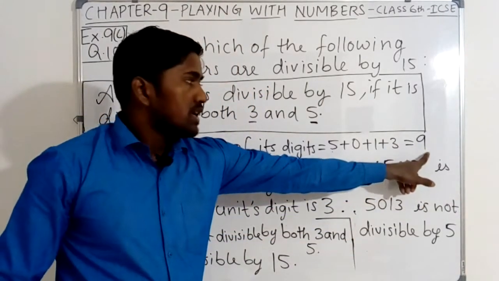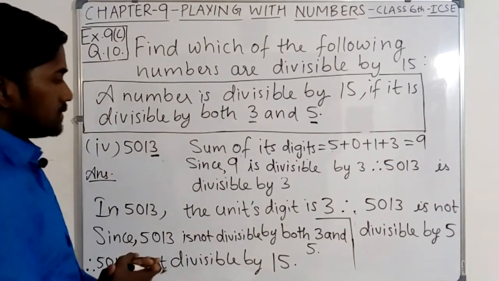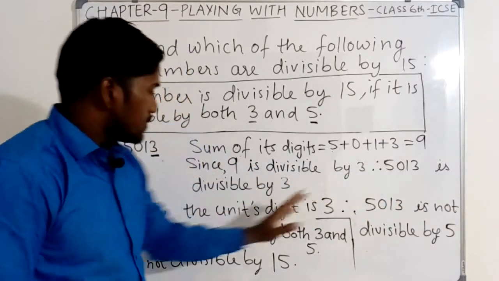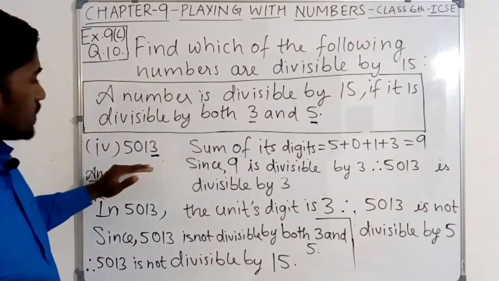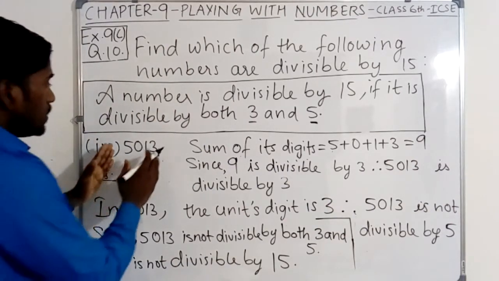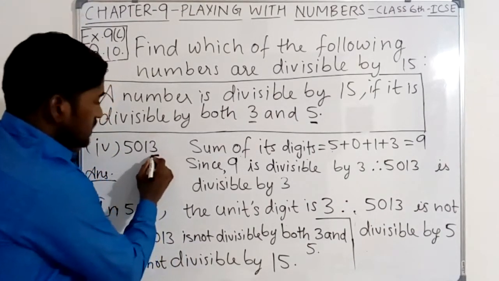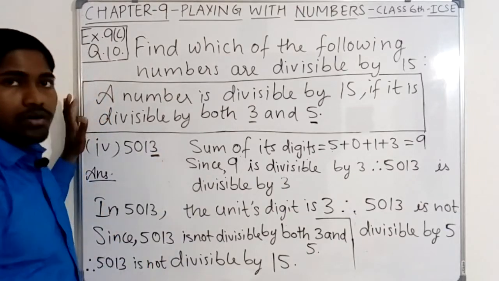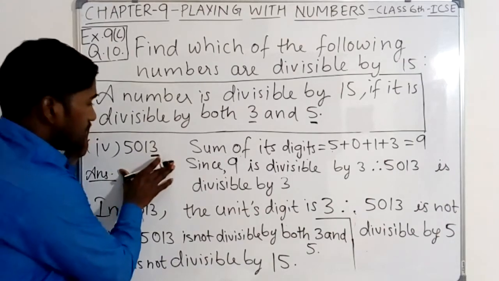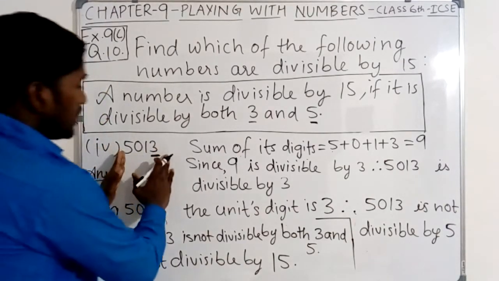Here it is 9 and 9 is divisible by 3. That means this number is divisible by 3. Since 9 is divisible by 3, therefore 5,013 is divisible by 3. And now we have to check whether this number is divisible by 5 or not. To check that, we have to check its unit digit. Only if its unit digit is 5 or 0, the number is divisible by 5. So here it is 3. It is not 5. That's why this number is not divisible by 5.